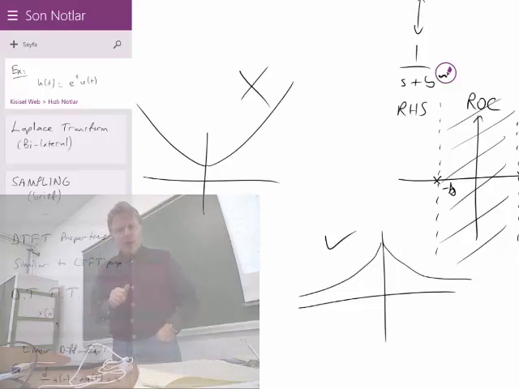Well, we have several further examples. We can continue tomorrow because then we will start seeing the properties. So let's stop at this point. We'll continue tomorrow.